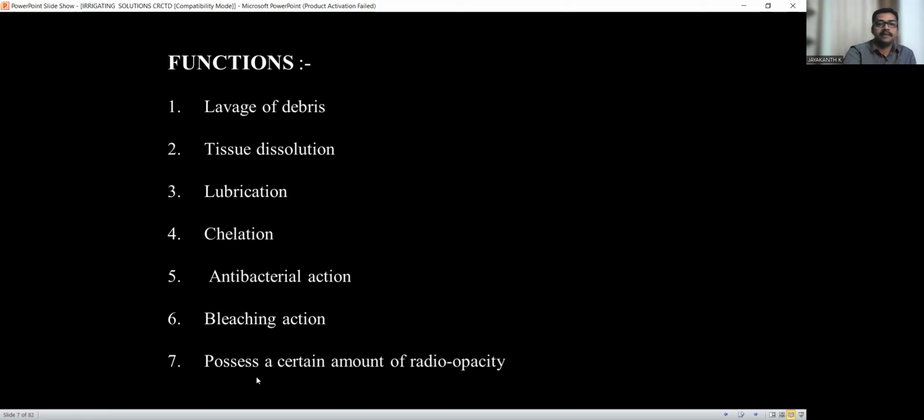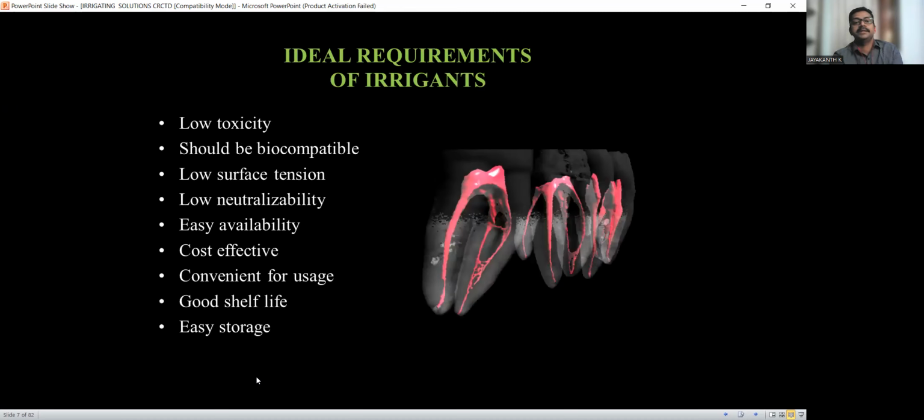I shall repeat once more: lavage of debris, tissue dissolution, lubrication for the cleaning and shaping procedure, chelation, antibacterial action, then bleaching action. And the last point is possessing a certain amount of radio opacity. Now let us look into the ideal requirements of irrigants. These are the ideal requirements of any root canal irrigant. First of all, just like any other material, it should have low toxicity, and it should be biocompatible, and it should have a low surface tension. This property is very important.